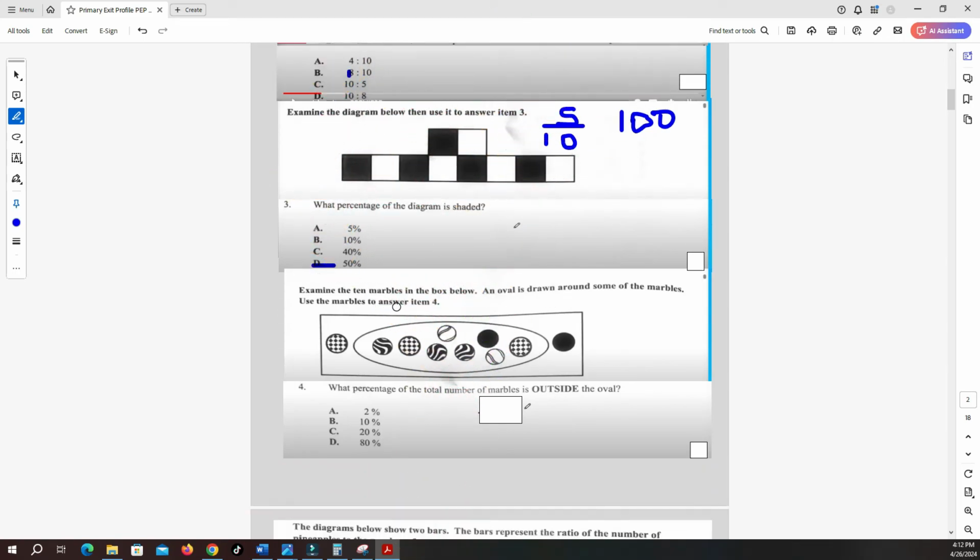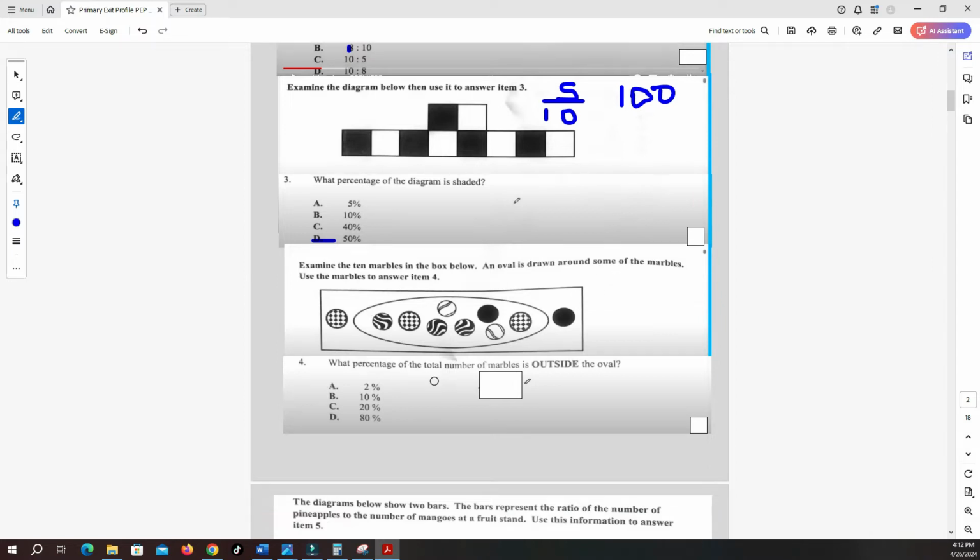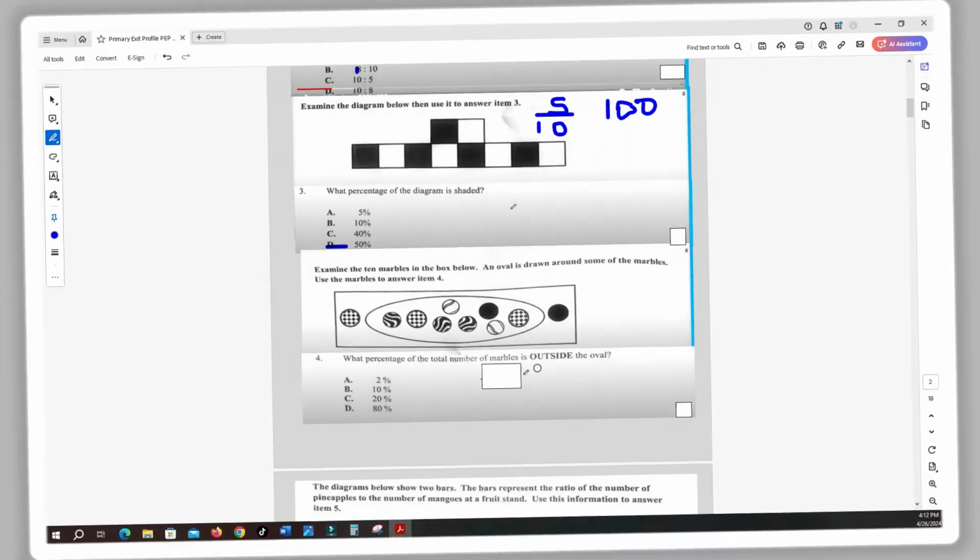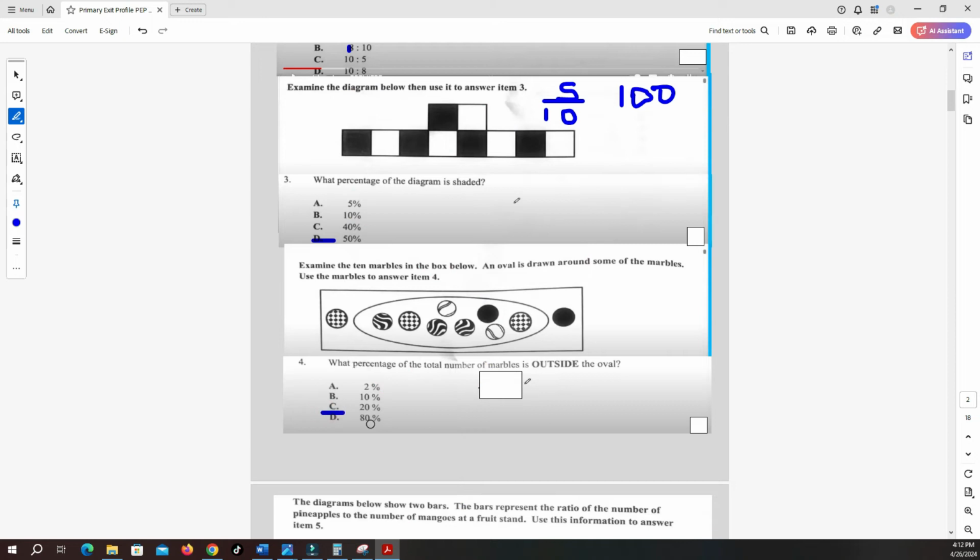All right. Now examine the 10 marbles in the box below. An oval is drawn around some of the marbles. Use the marbles to answer. So, okay, what percentage of the total? It's the same thing again. So we have 1, 2, 3, 4, 5, 6, 7, 8, 9, 10. We need to find out how many marbles are outside of the oval. So if 8 is in the oval and 2 is outside, it's 2 over 10. Again, because we need to find the whole. The whole is 10. We just need to find out which 2. So it's 2 over 10. And 10 into 100, 10, 2 10s, 20. So that would be 20%.